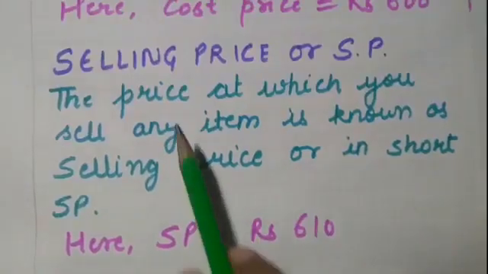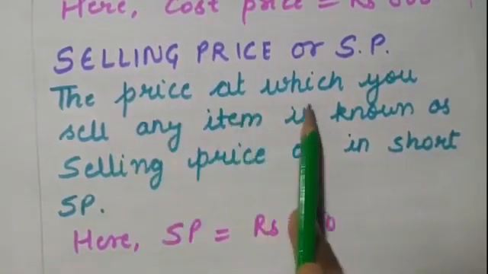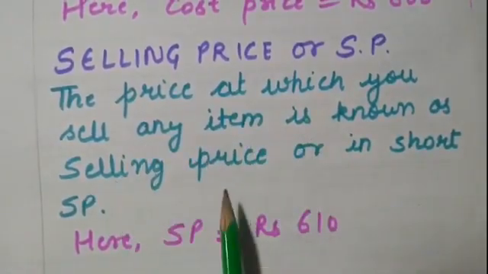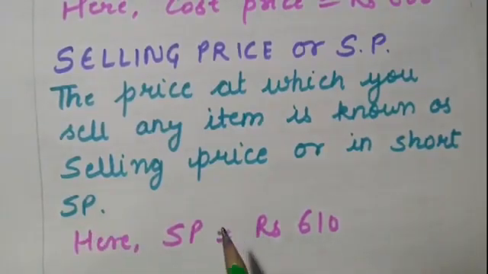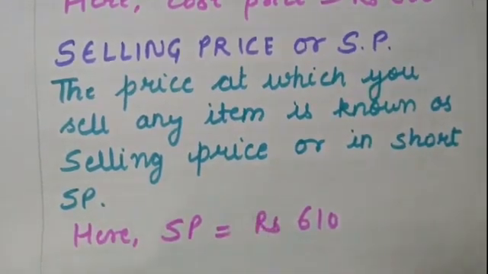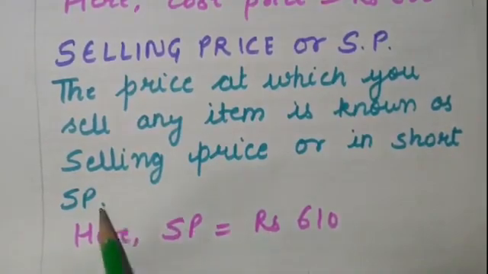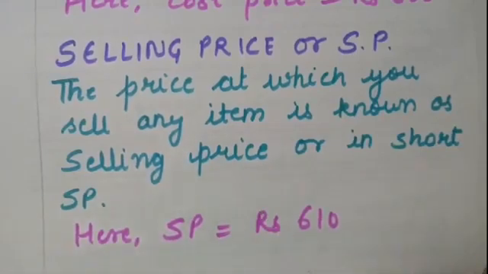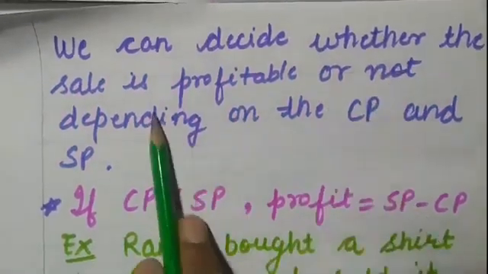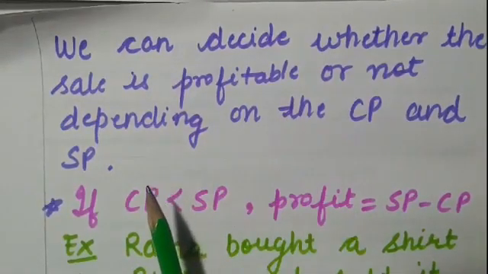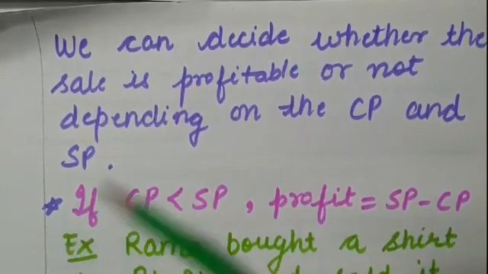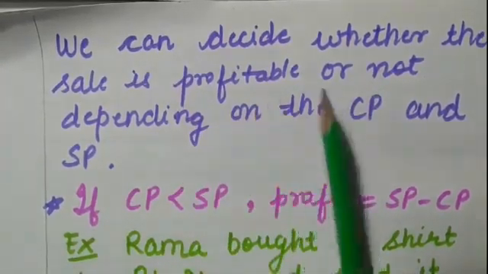After that, we have learned about selling price. The price at which you sell any item is known as selling price, or in short SP. Or you can say the price at which an item is sold is known as selling price, or in short SP. This is the selling price of an article, or of any item. Now we can decide whether the sale is profitable or not depending on the CP and SP.